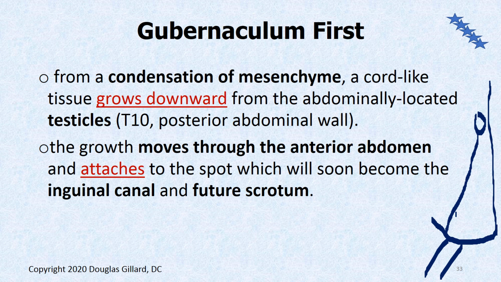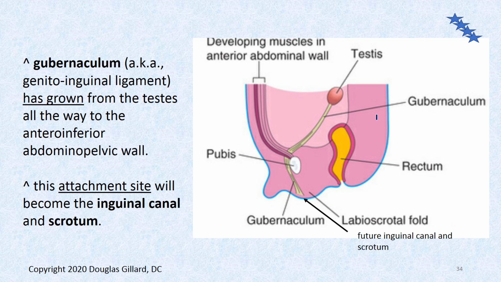The gubernaculum. I do like that. You know I like my embryology. Oh, there's a picture. I could have just drawn the picture. But yes, it goes around the pubis, and it ends up right here, and this is going to become the scrotum pretty soon. Some call the gubernaculum the genitoinguinal ligament, and that's what it does.